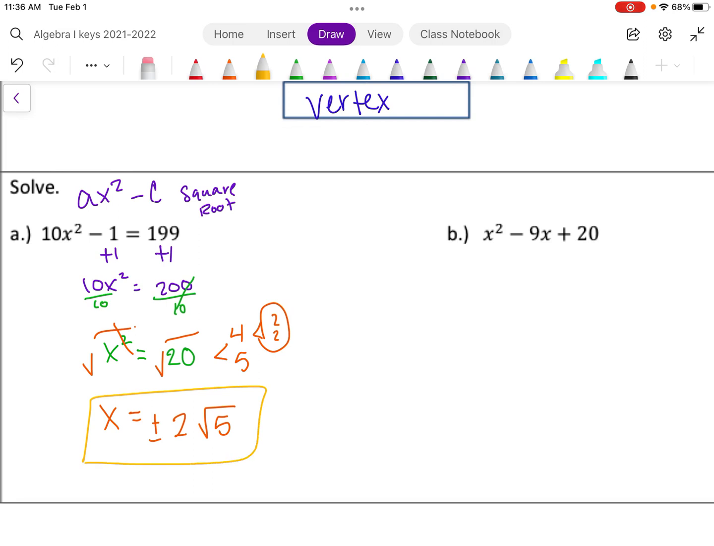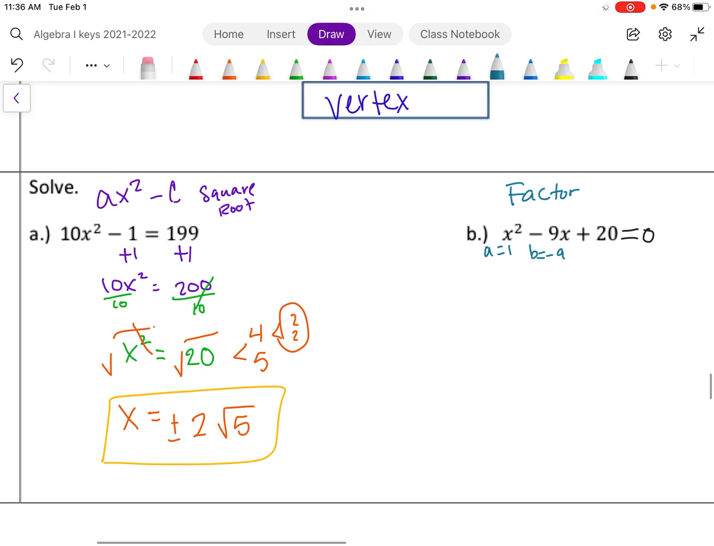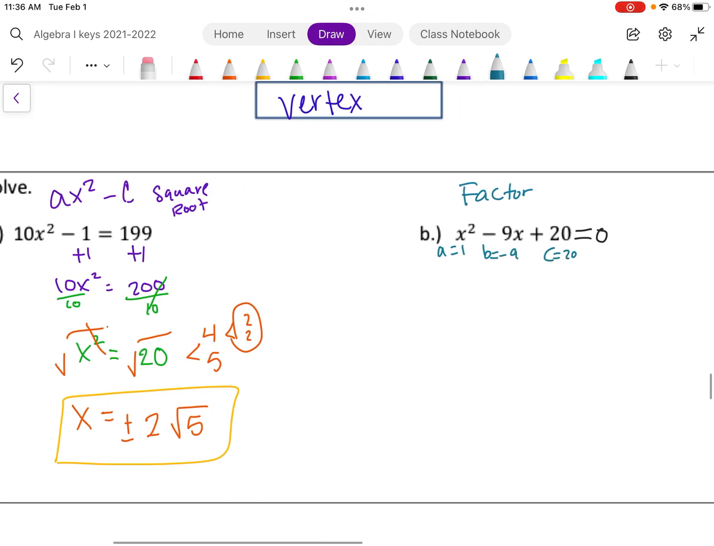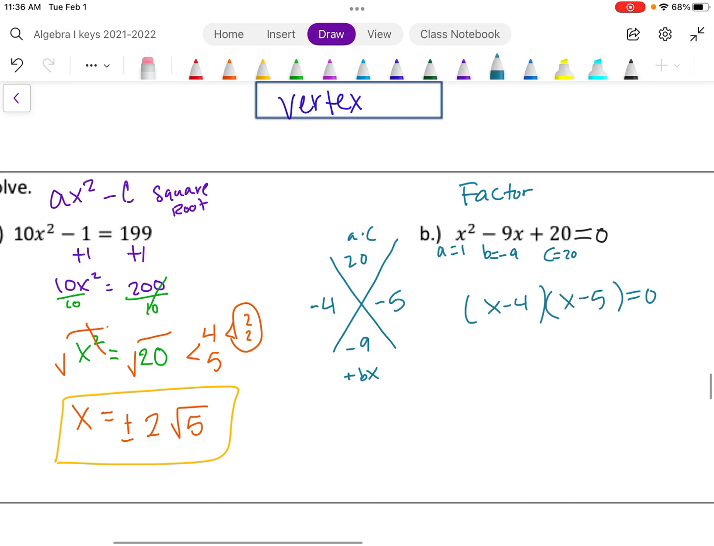Letter B, x squared minus 9x plus 20 equals 0, and we want to solve for x. Well, this one, it has that bx term in the middle, and so we have to factor this one. Right, so a is 1, b is negative 9, c is 20. So if I set up my puzzle, I need two numbers that multiply to be 20 and add to be negative 9. Well, I know that 4 times 5 is 20, so if I had negative 4 times negative 5, that would be a positive 20, and negative 4 minus 5 is negative 9. So that tells me my factored form here is x minus 4 times x minus 5.